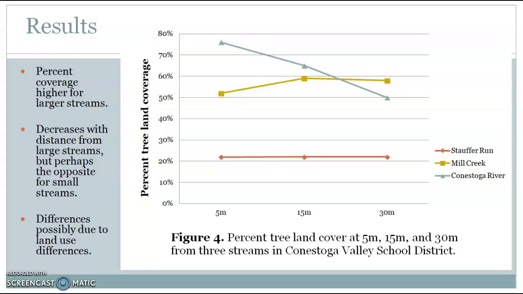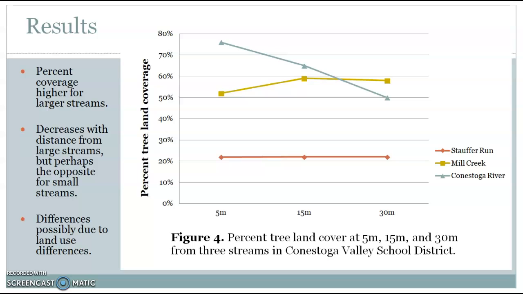Okay, so this summary graph shows the percent tree coverage within each of the 5, 15, and 30 meter buffer zones, which basically represents 5, 15, and 30 meters from the stream boundary, the stream shore. It shows this for each of the 3 streams that I chose to examine. It shows that the larger the river, the greater the percent tree coverage in the buffer zone.